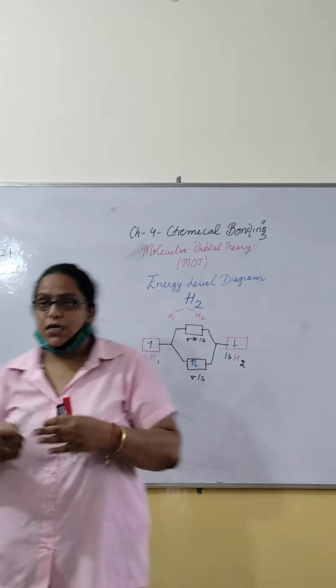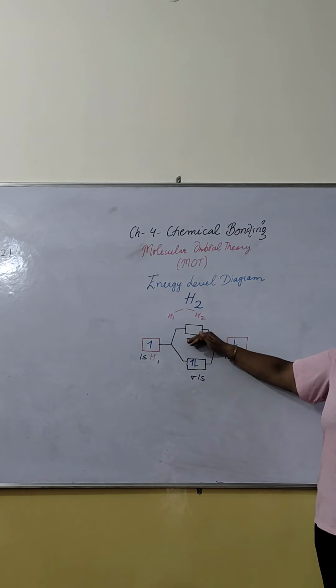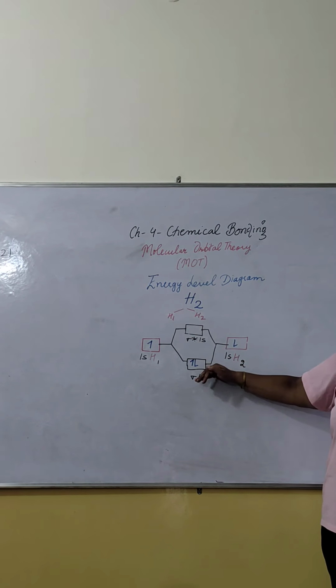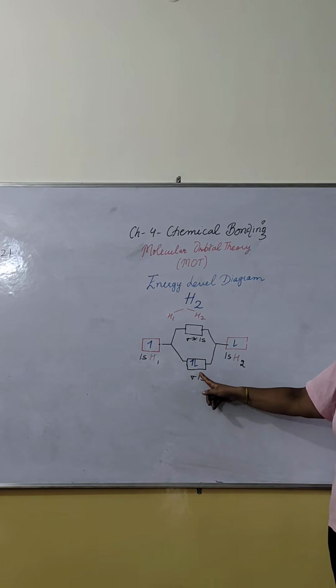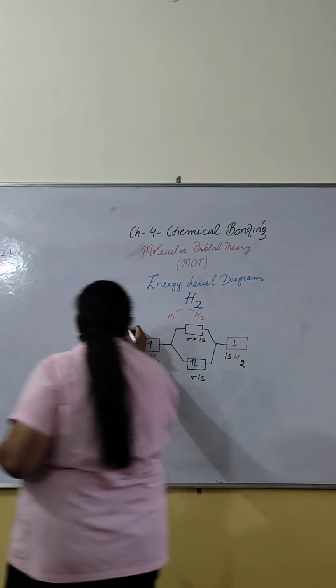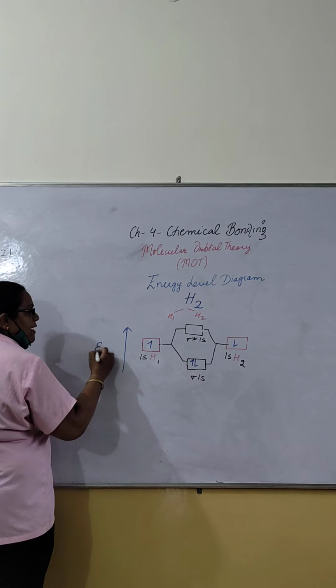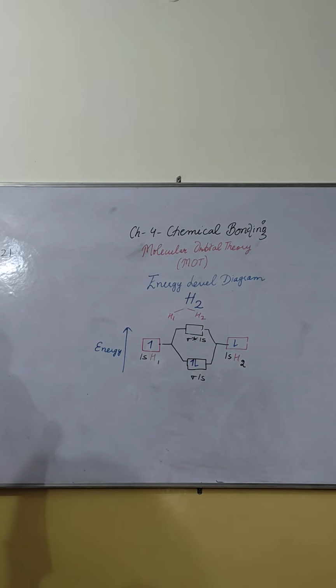I repeat, here are two atomic orbitals. They combine to form how many molecular orbitals? One is bonding, whose energy is less, and the other has high energy. This is anti-bonding. We are making the energy level diagram.